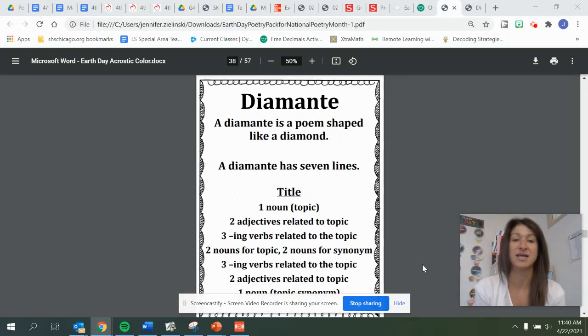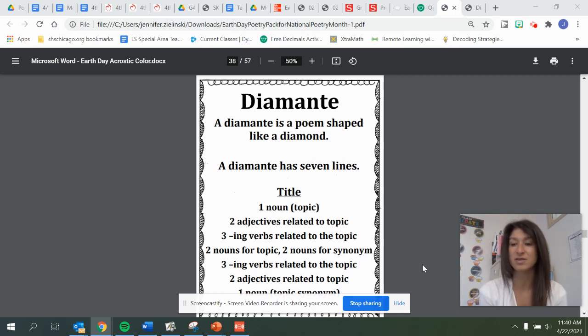Today, in honor of Earth Day, we are going to write a poem that has to do with the topic of Earth Day. Think about some of the things that we talk about when we think of Earth Day: recycling, climate change, keeping our Earth clean.